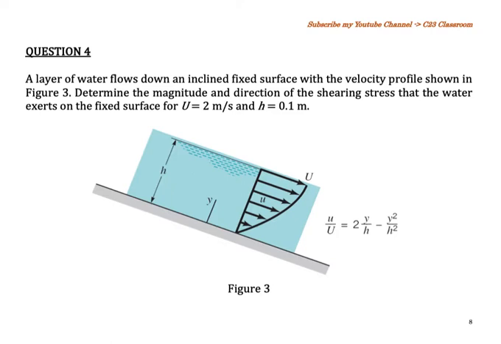This is question number 4. A layer of water flows down an inclined fixed surface with the velocity profile shown in figure 3. Determine the magnitude and direction of the shearing stress the water exerts on the fixed surface for U equal 2 meter per second and H equal 0.1 meter.